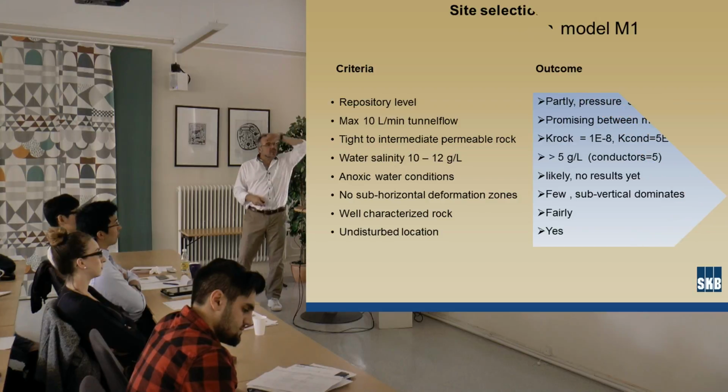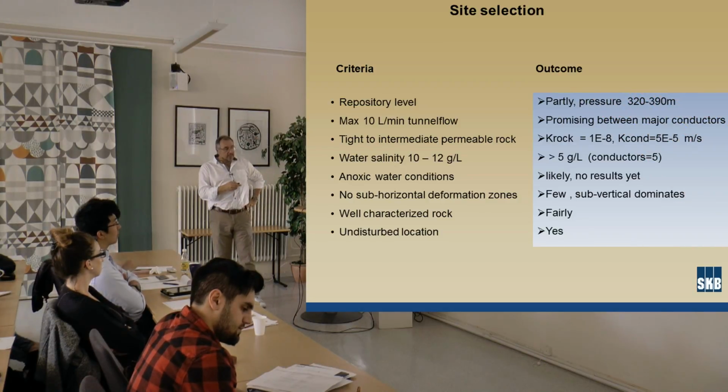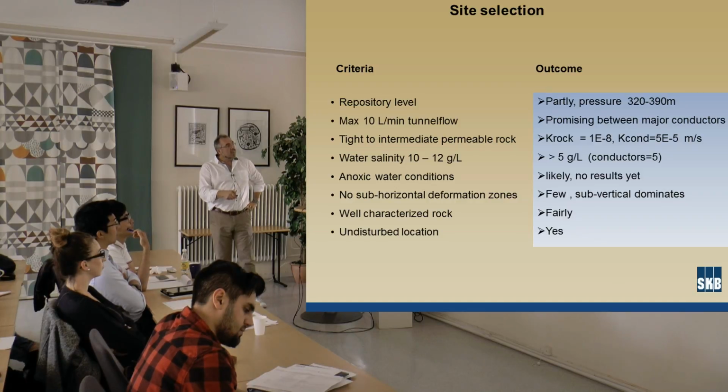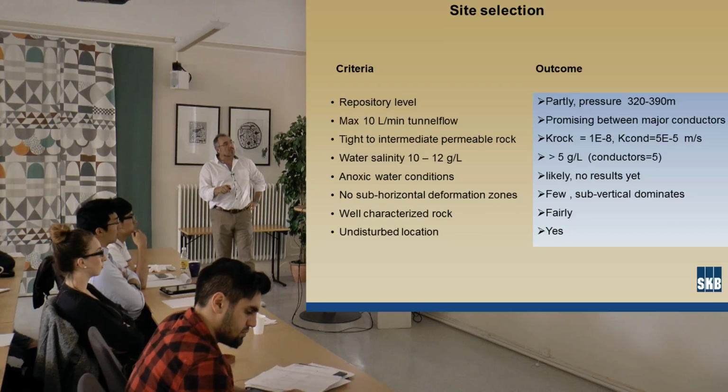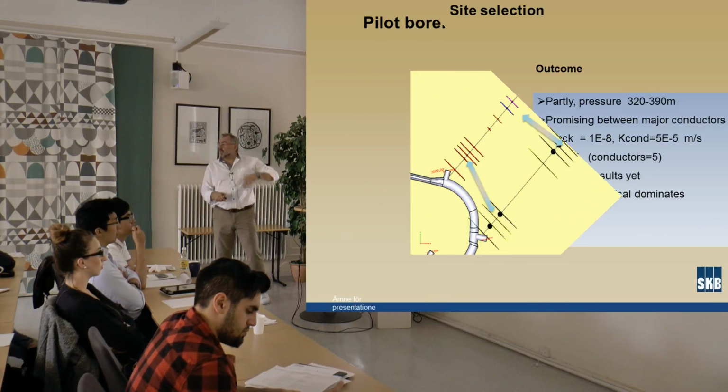Okay, so at the end of this first model, we had the criteria which I mentioned previously. And then the outcome at that stage, the M1 model. So the pressure, this relates to the high groundwater pressures, 390 meters, that's okay, promising. Tunnel inflow seems promising. How permeable is it? It looks okay. And salinity looks okay. Anoxic water, no results, so we don't know, but it's likely, and so on and so on. So based on this outcome, the go-ahead was given.